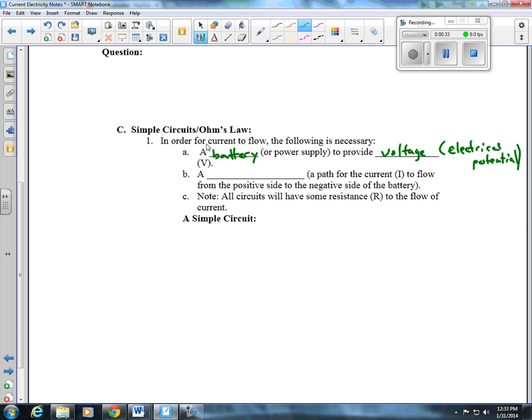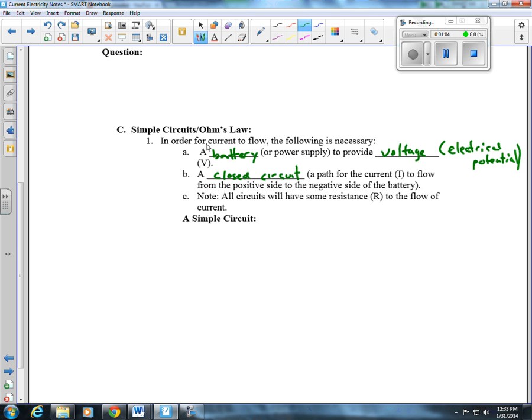The second thing we need, so if I have a battery just sitting there, there's no current flowing, the electrons want to get from the negative side around to the positive side of the battery. We would say current is flowing the other way from the positive to the negative. But in order for current to flow, we have to connect those with wires. So we need a closed circuit. It's a complete path for current to flow from the positive to the negative side of the battery. And all circuits will have some resistance to the flow of current.